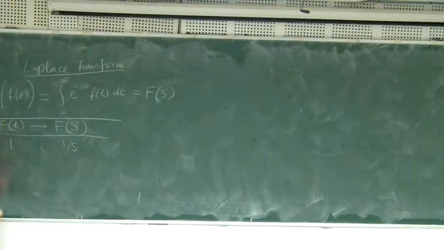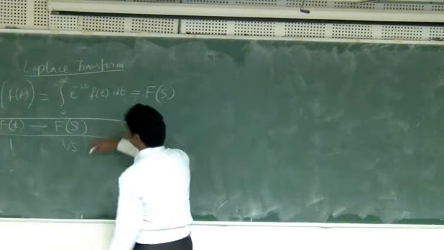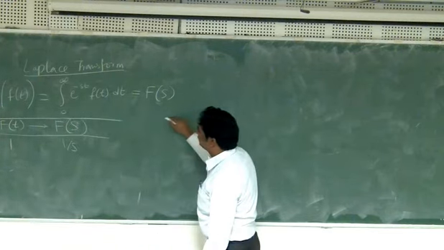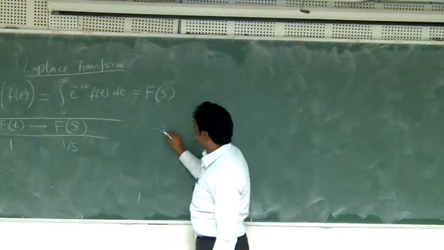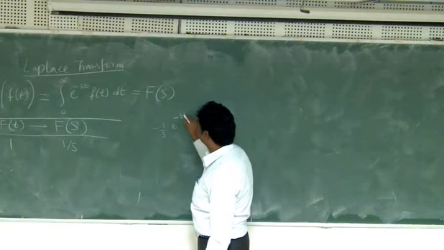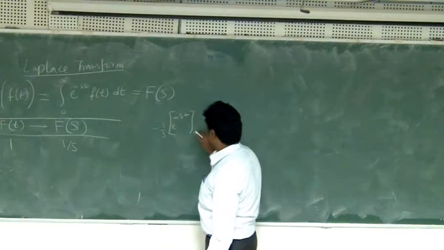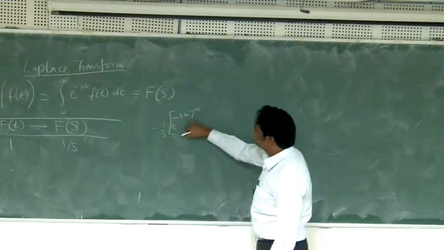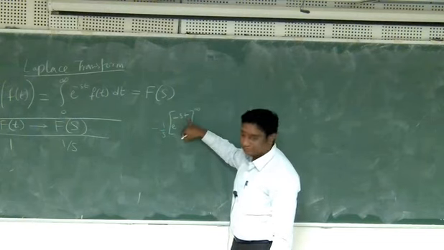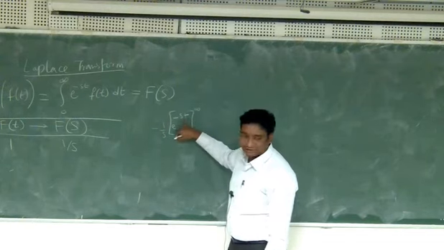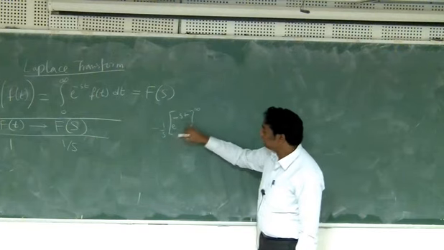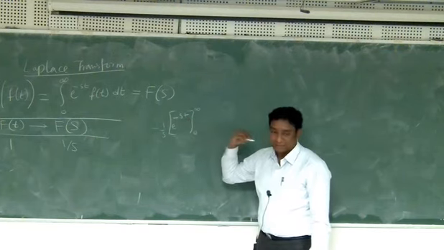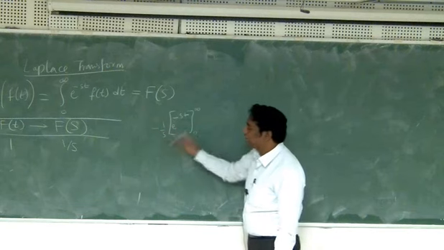Maybe I can quickly do that. If you substitute 1, it is minus 1 by s e to the power of minus st, and the limits are 0 to infinity. When you substitute infinity, it becomes 0, provided s is greater than 0, and when you substitute 0, it will become e to the power of 0, which is 1, but then there will be a minus sign, so the minus signs will cancel and you will get only 1 by s.